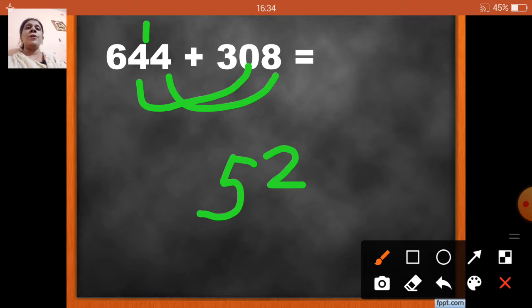Okay. So now what I am going to do, now here we have the number for hundreds place. In both the numbers we have the numbers for hundreds place. So what we are going to do is 6 plus 3. So what is 6 plus 3, children? 6, 7, 8, 9. So what I am going to write is 9. So when I add 644 plus 308, I get my answer 952. Okay.